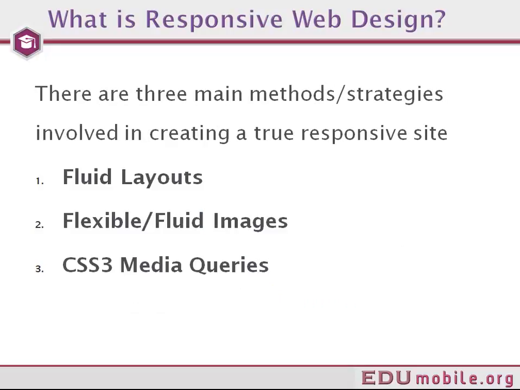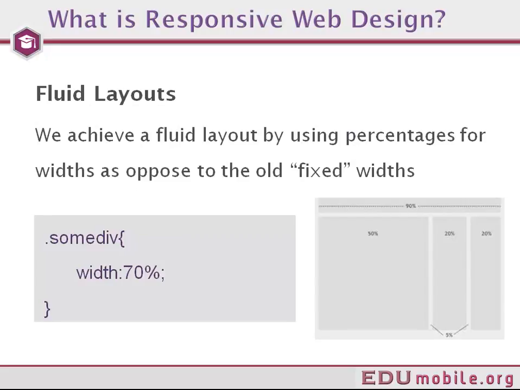Alright, let's see. There are three main methods or strategies involved when creating a true responsive site. And sometimes you might see sites that have some properties of a responsive site and some that aren't. The main three things are fluid layouts, flexible or fluid images, and CSS3 media queries, which is the most important component of responsive web design. So let's start with fluid layouts.